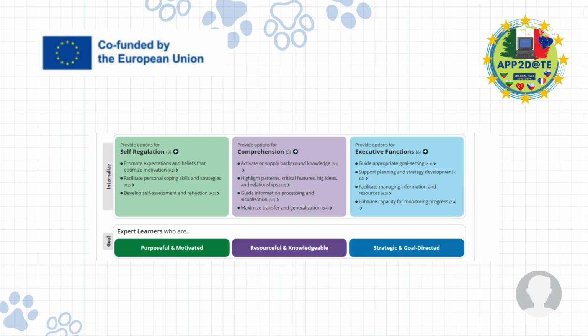The final one are provide options for self-regulation, the green one, to promote expectations and beliefs that optimize motivation, facilitate personal coping skills and strategies, develop self-assessment and reflection, to provide options for comprehension, activate or supply background knowledge, highlight patterns, critical features, big ideas, and relationships, guide information processing and visualization, maximize transfer and generalization.